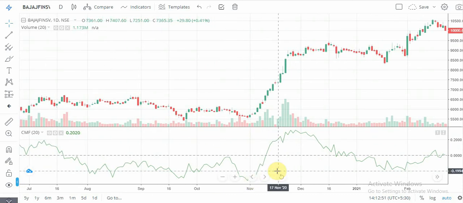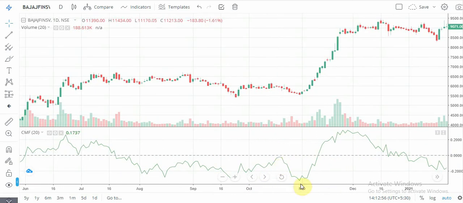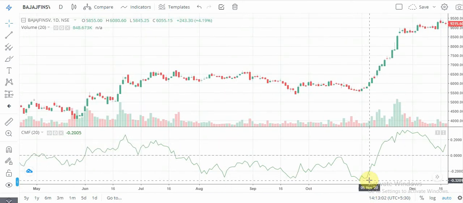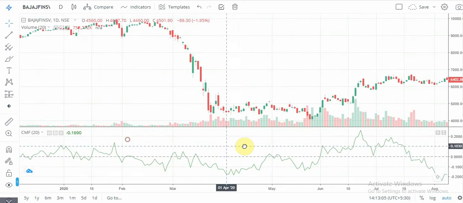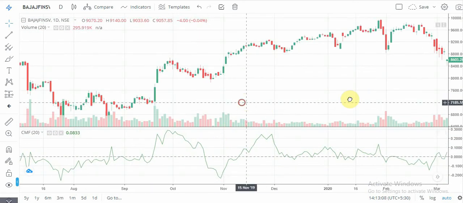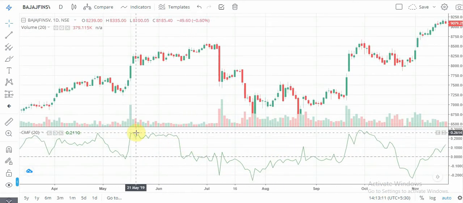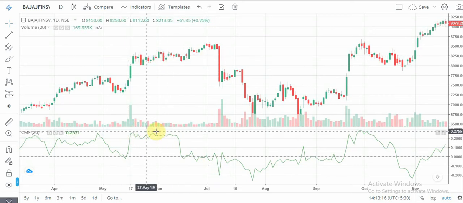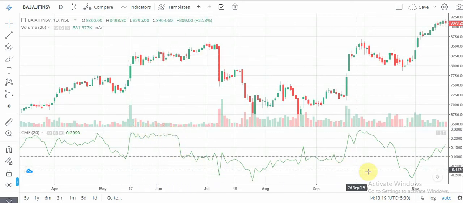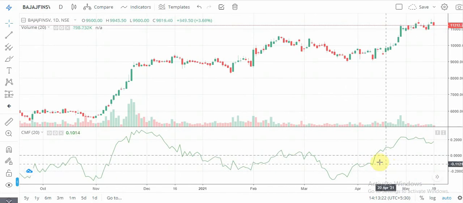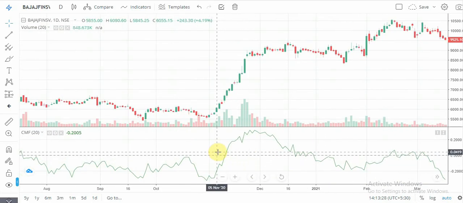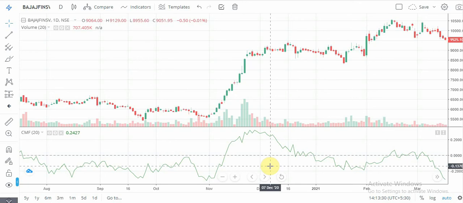So this may be your point of entry, and that depends upon your risk taking capability. If you are a risk taker, you can take the entry here. If you ask me personally, I would like to take the entry here. If you want to take a sell call, similarly, somewhere here you can take the entry. This area is a good entry point. But as per the indicator's definition, you should take the entry when it crosses the zero. That's your call how you achieve the accuracy. Whatever gives you more accuracy, you should go by that.